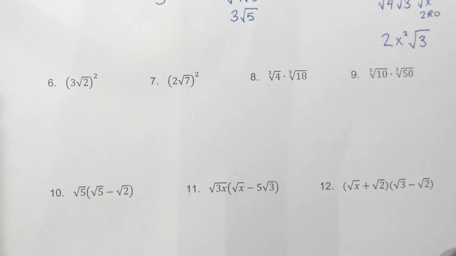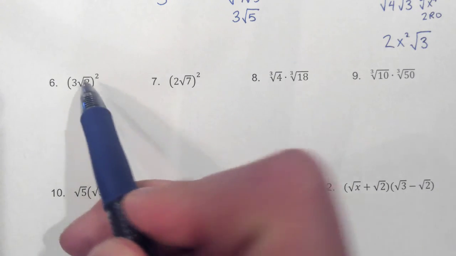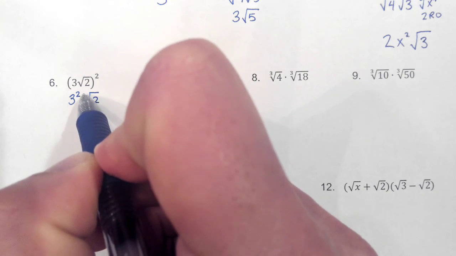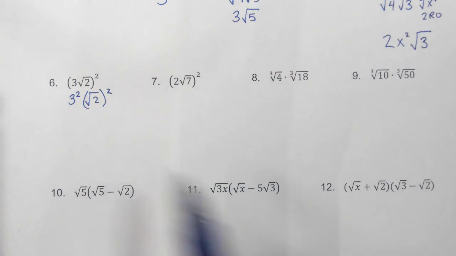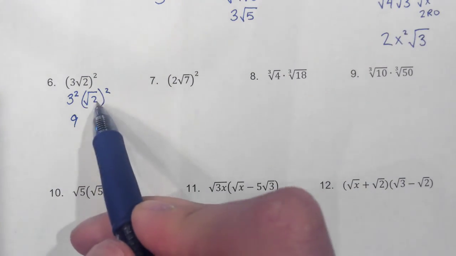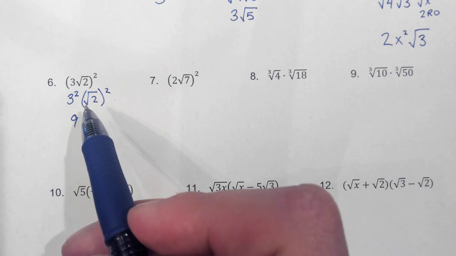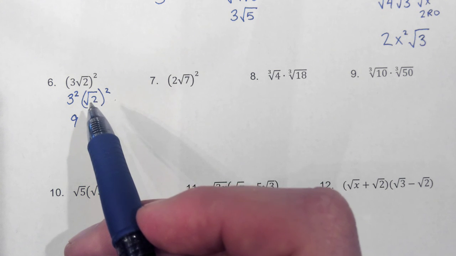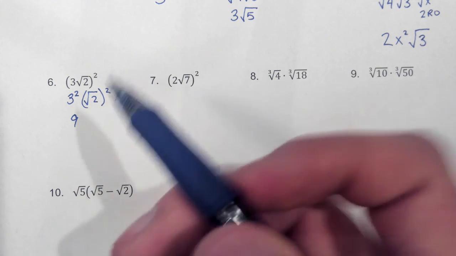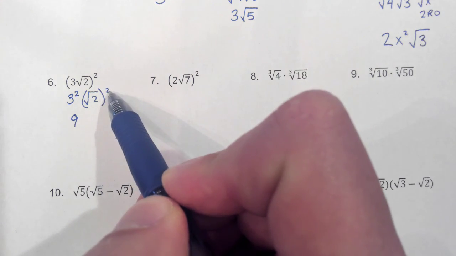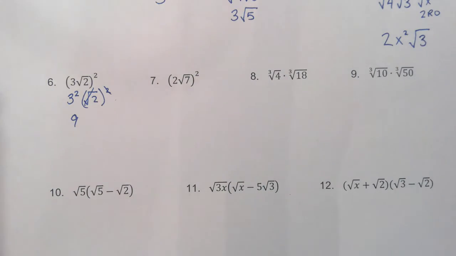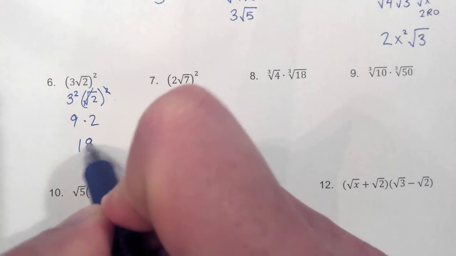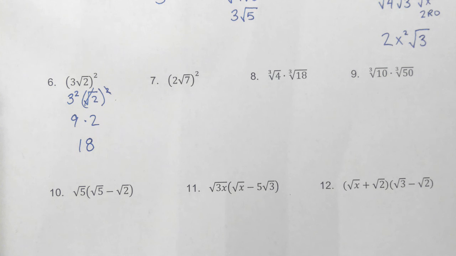Number 6, we're squaring it, so you square each thing individually. So it's going to be 3 squared, and then the square root of 2 squared as well. So 3 squared is 9. What's the square root of 2 squared? Well, you can think of it like this. The square root of 2 times the square root of 2 is the square root of 4. But what's the square root of 4? It's 2. So really, square rooting and squaring are opposites. They cancel each other out. So the square root of 2 squared is 2, which means we have 9 times plain old 2, which is 18.